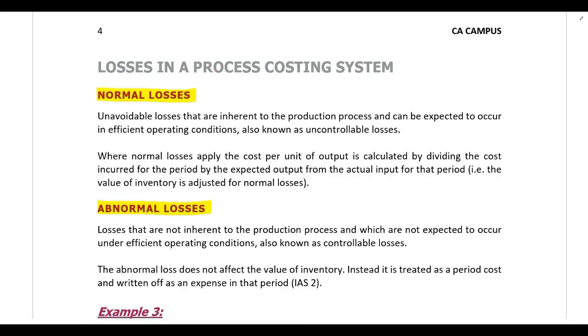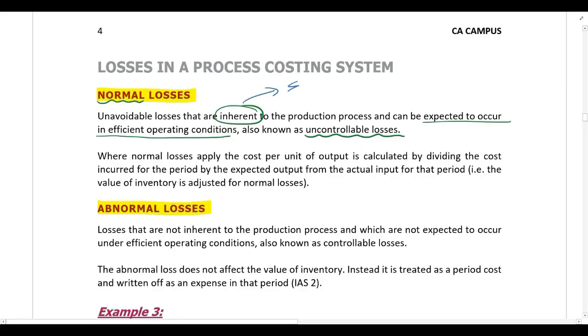Now, normal losses are inherent to the production process, meaning that they are expected to occur under efficient operating conditions. We know that it's going to happen. It's just a normal part of the production process, so it is a normal loss. It can't be controlled, it can't be avoided, it's something that will always happen, because it is inherent to the production process.